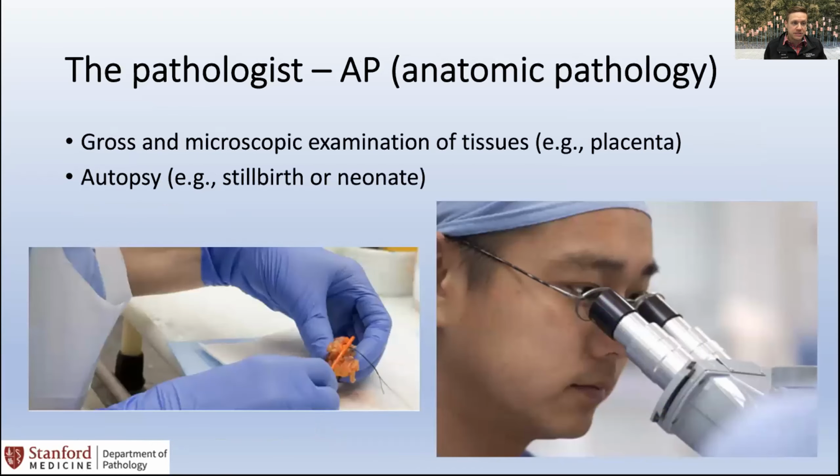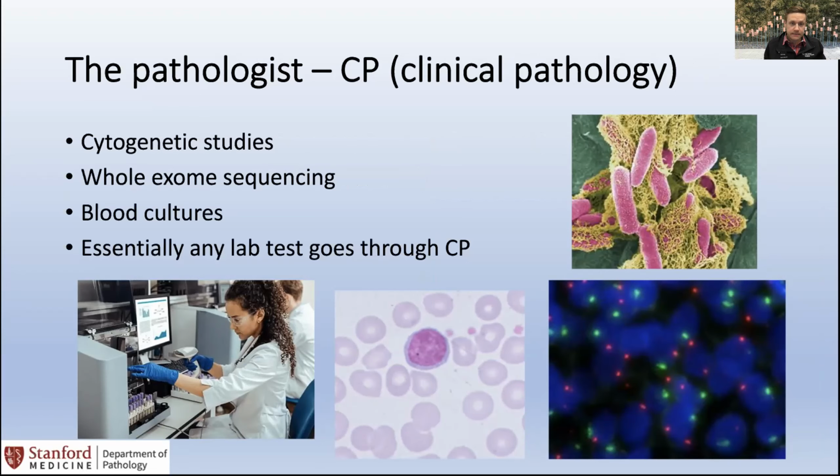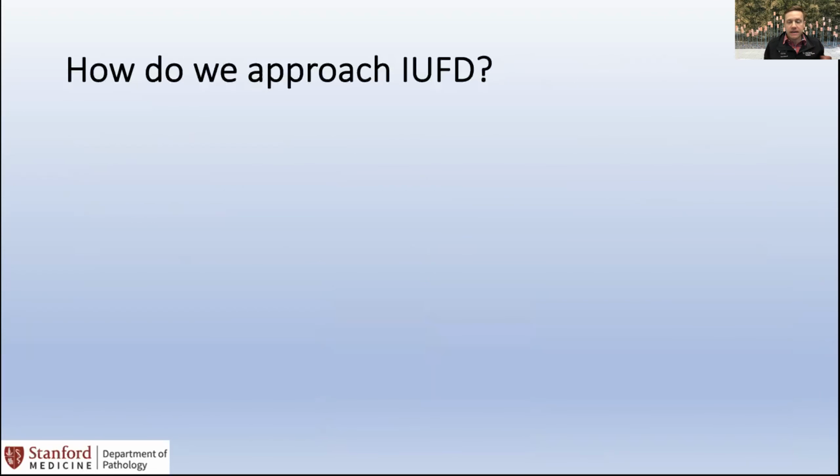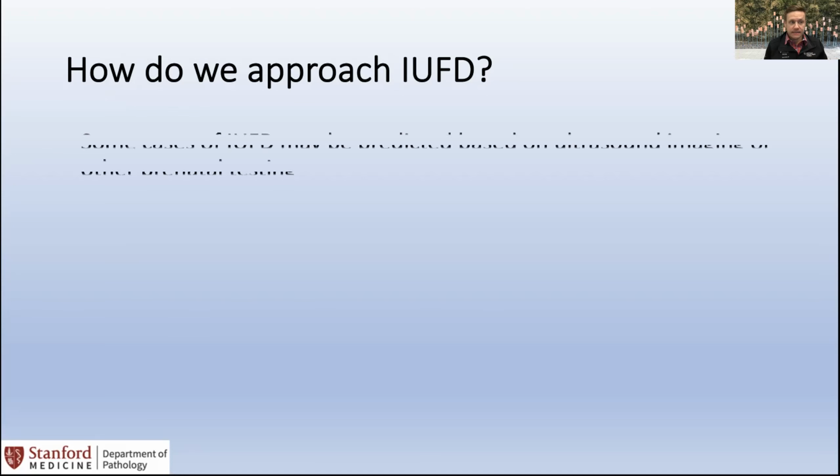And I am in particular a pathologist on the AP side, or an anatomic pathologist. So I do gross and microscopic examinations, and I also do autopsies. And so with that in mind, I think we're going to delve specifically, especially when we're talking about nursing and nurse midwives, into how we approach in the pathology world IUFD, or intrauterine fetal demise. And what are the sort of steps we take and the answers we can and can't provide?